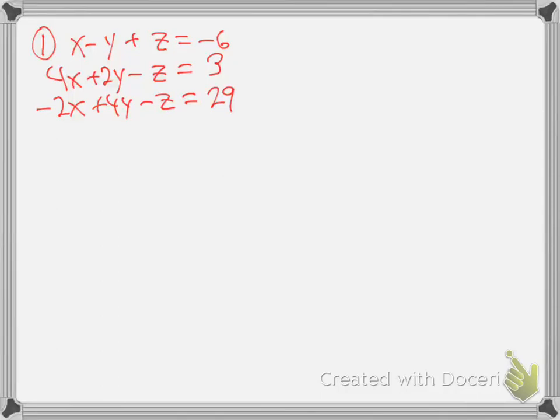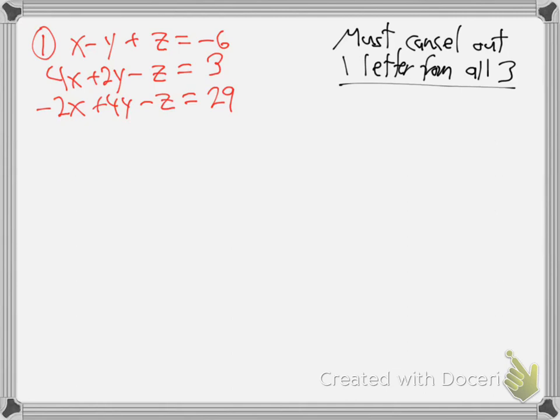Okay, so here we go on section 9.1. These are three equations with three letters. So what do we do? We must cancel out one letter from all three. It doesn't matter which letter. Just cancel one letter out of all three. I'm going to do whatever looks easy.